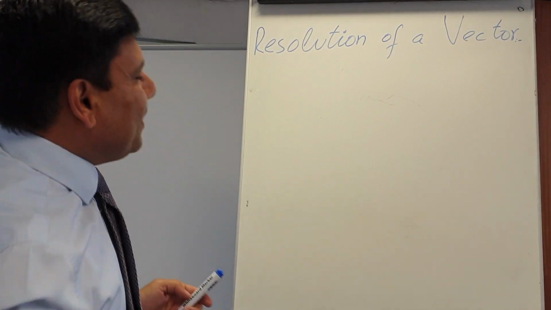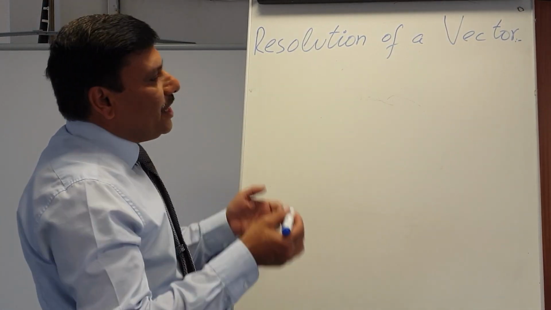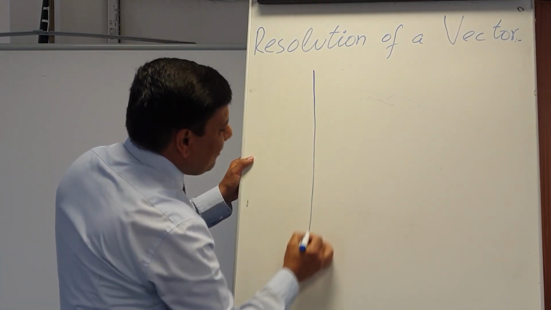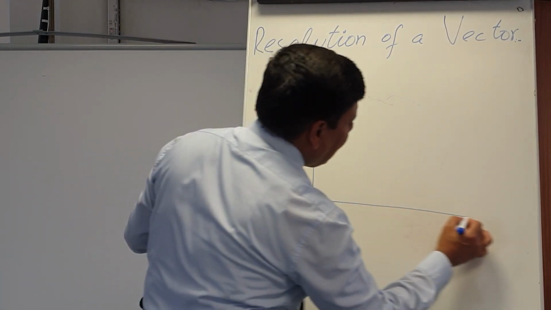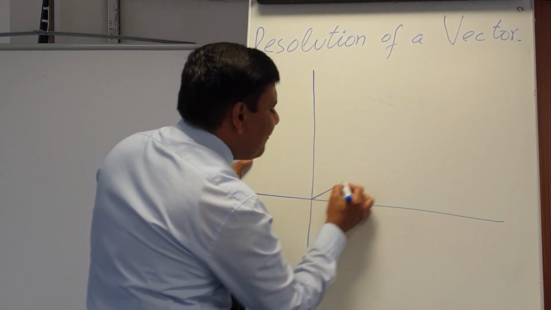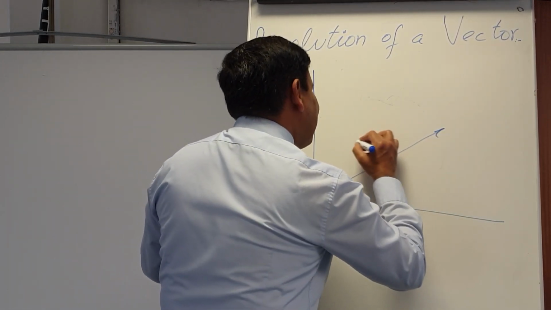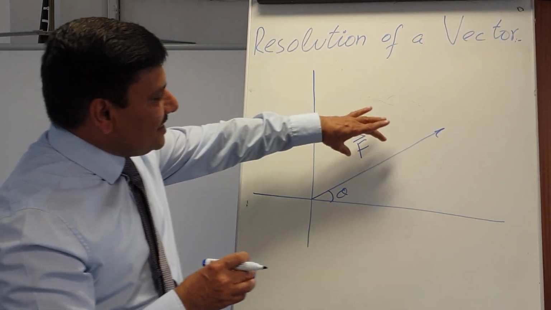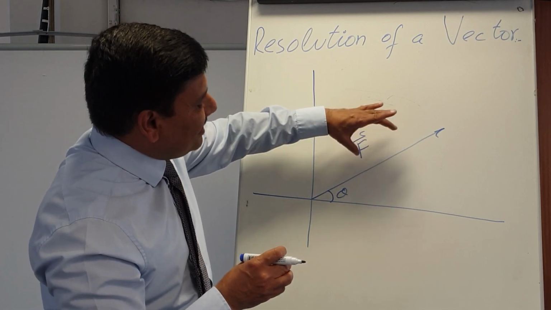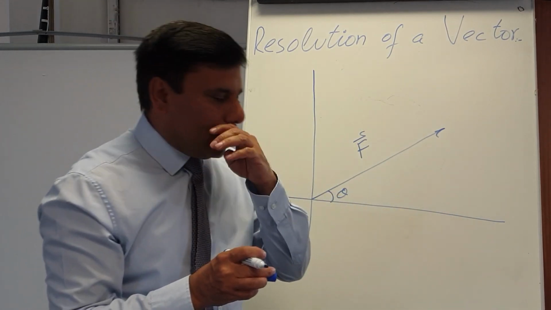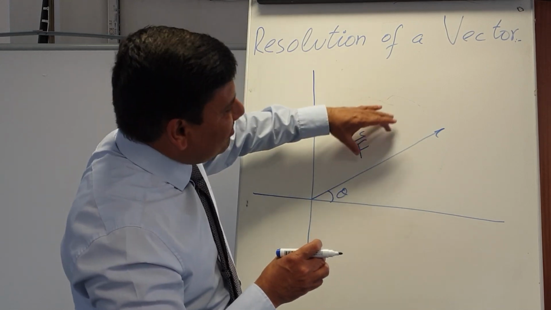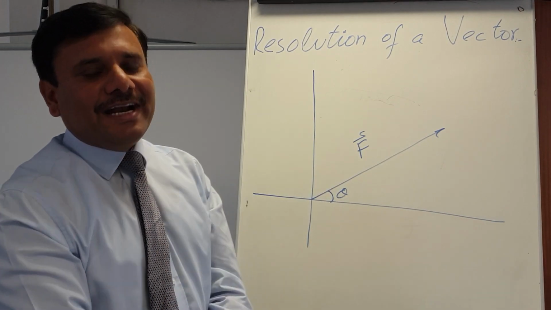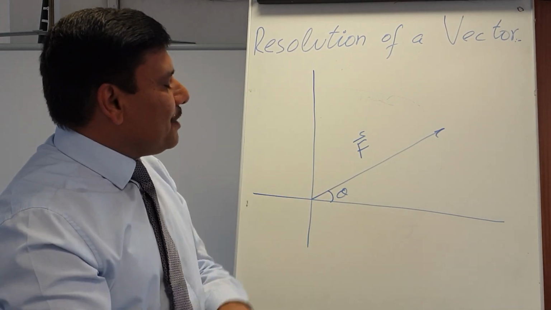Now, the next step is how to resolve a vector into its rectangular components. For that, suppose we have a y-axis here and an x-axis here, and we have a vector F. It is the vector of force making an angle theta with the x-axis. So this is the vector. We want to resolve this vector into its rectangular components. That is, we want to resolve this vector into two parts which must have an angle of 90 between them. So what must be the procedure?